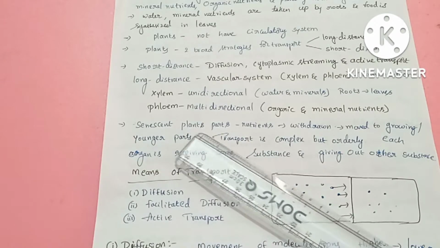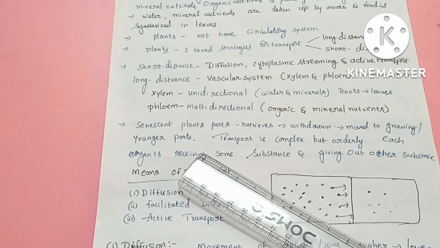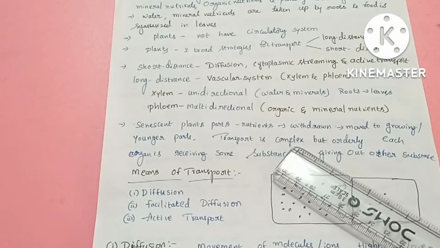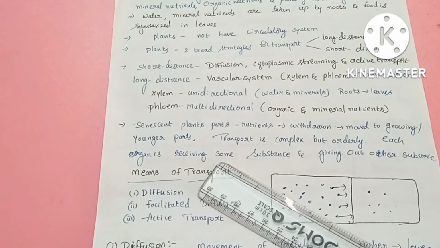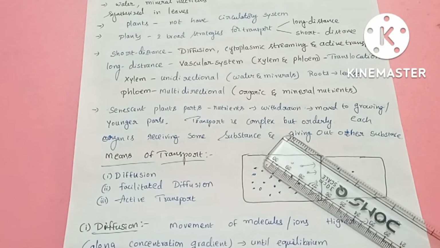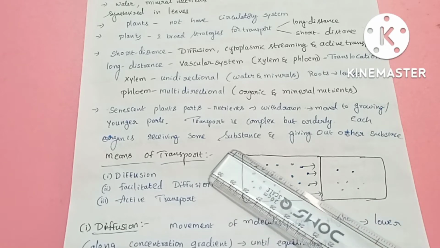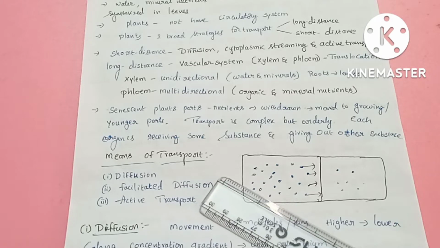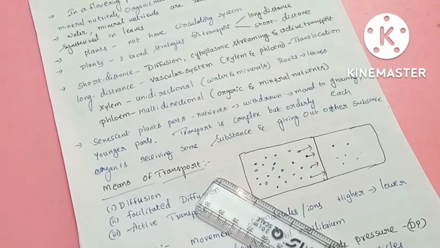Whereas in senescent plant parts, what is the meaning of senescent? Aged plant parts which are going to death. From them the nutrients are withdrawn, and those nutrients are also moved to the growing or young parts of the plants. Transportation in plants is a complex process, but it is orderly, and each organ is receiving something and at the same time giving out some other substance. So now we'll see the short distance transport.